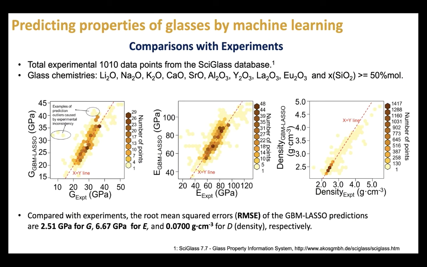Because this database collects experimental data from the last 100 years from different people, there could be two groups of people studying the same or similar chemical composition with different methods. One group reports one property, and another group produces a different result.